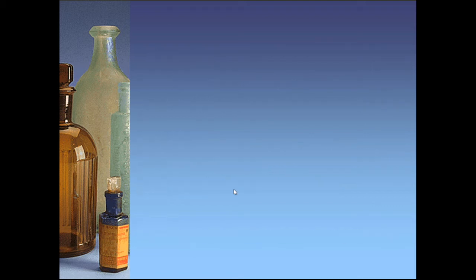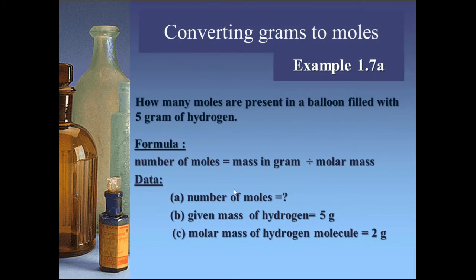Got it? Now converting grams to moles. Now we have grams, and we are going to calculate moles. Example 1.7a. How many moles are present in a balloon filled with 5 gram of hydrogen? Formula: number of moles is equal to mass in gram divided by molar mass. Arrange the data. Number of moles we have to calculate. Given mass of hydrogen 5 gram, molar mass of hydrogen 2 gram.